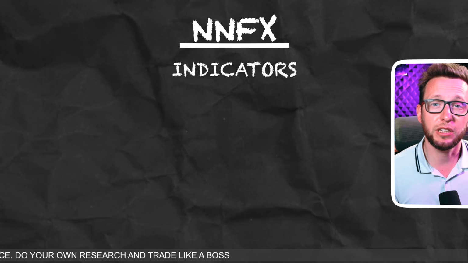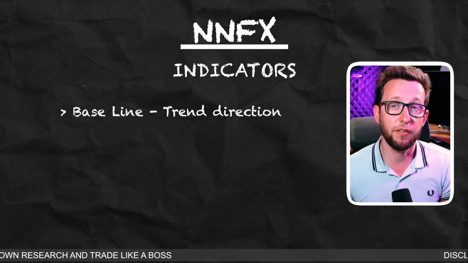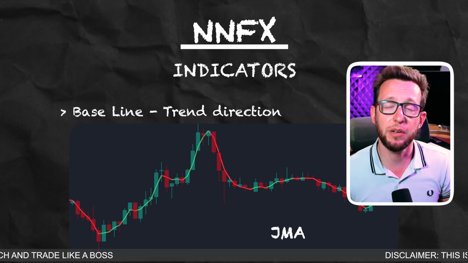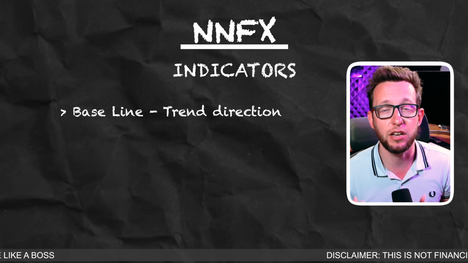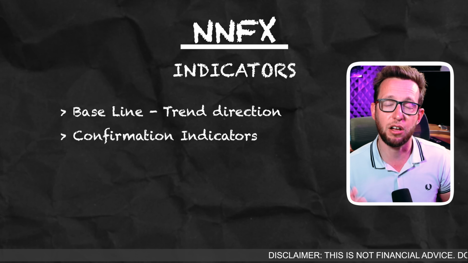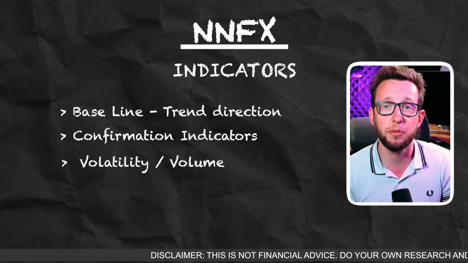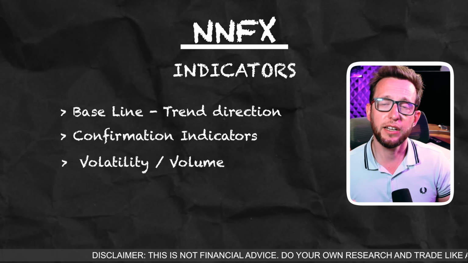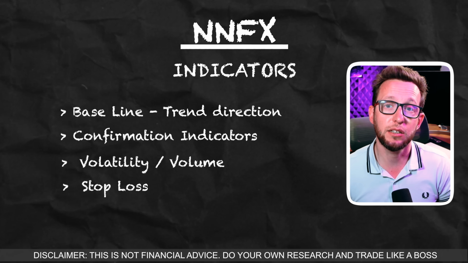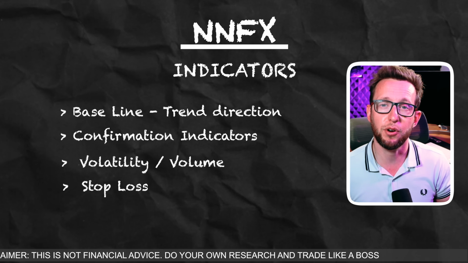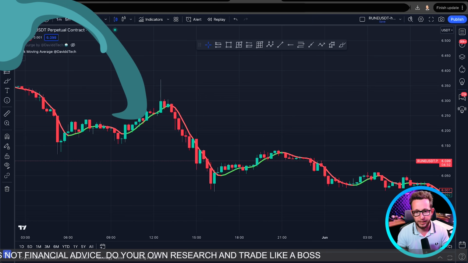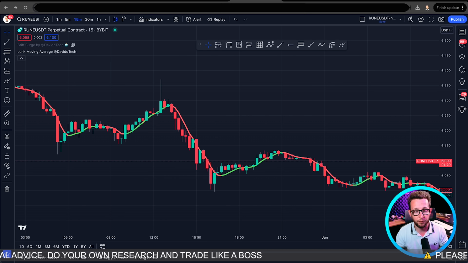Now here on the DaviddTech channel, we use the NNFX model, which means that we use a baseline to detect trend direction. So that's going to be our JMA. Then we're going to use other indicators for an entry confirmation, which will give us our entry after we have our baseline. And then we use a volatility or a volume indicator to also confirm. And finally, we will add a stop loss indicator, which will give us our stop loss and take profits from there onwards. Okay, so we're going to now add the confirmation indicators.